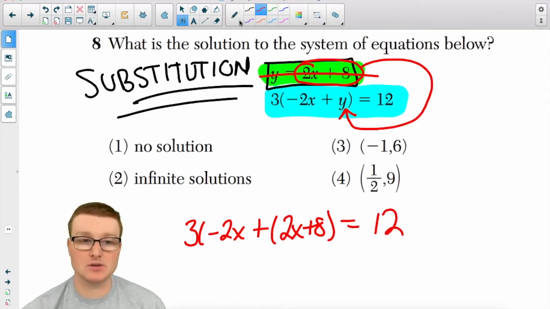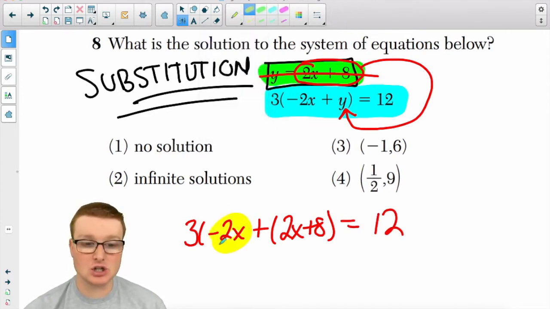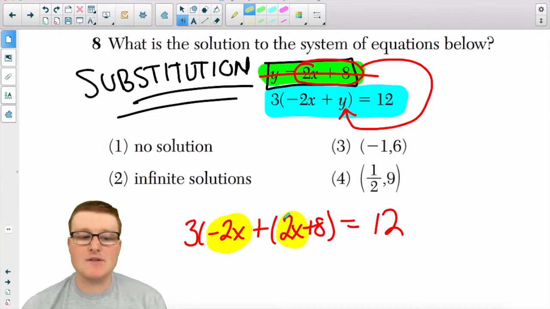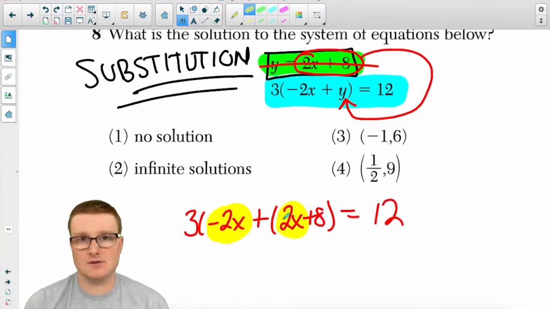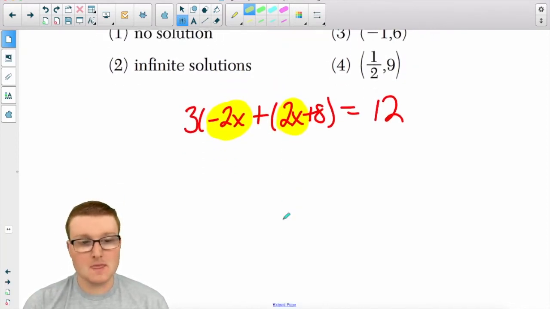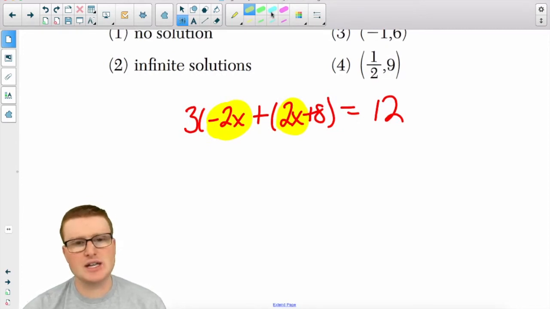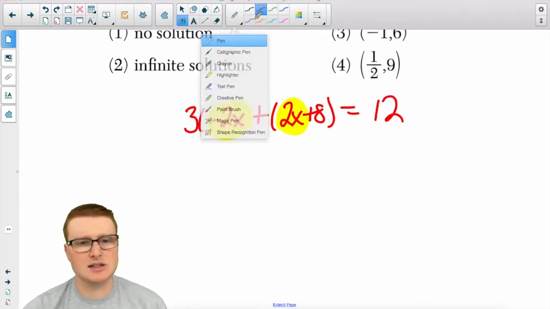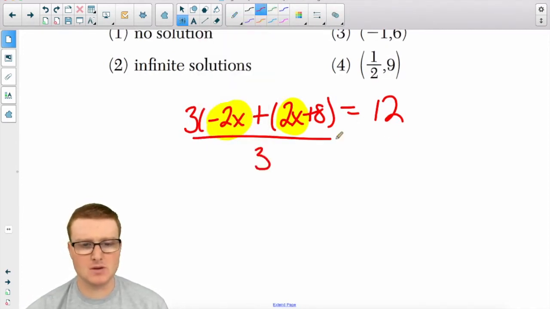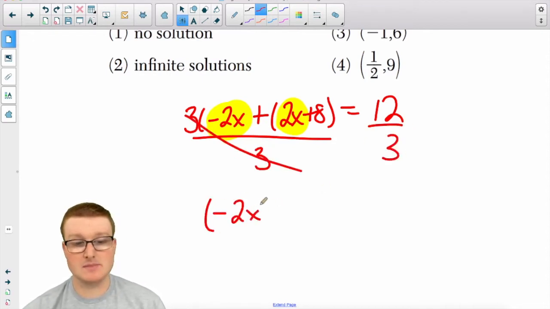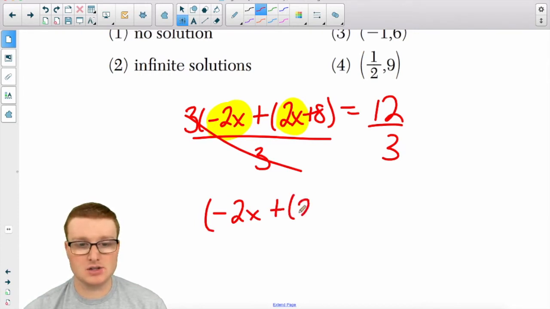Now, look at this, folks. We have everything in terms of x. Now it's easy. Let's go ahead and solve. What I would like to do first is divide by the 3. We get negative 2x in parentheses plus parentheses 2x plus 8 is equal to 4.